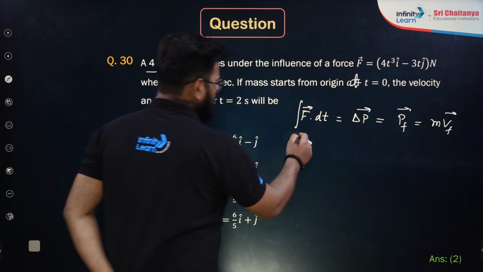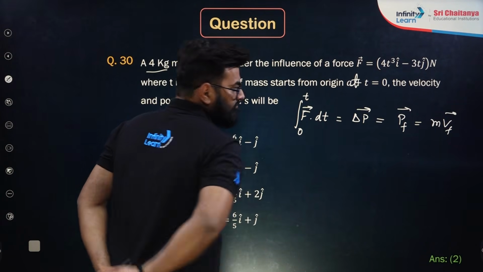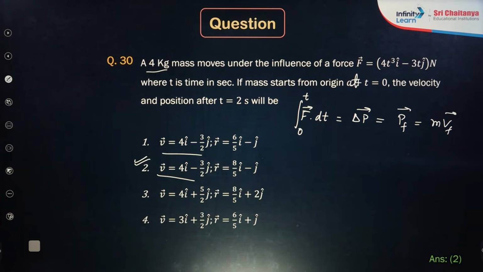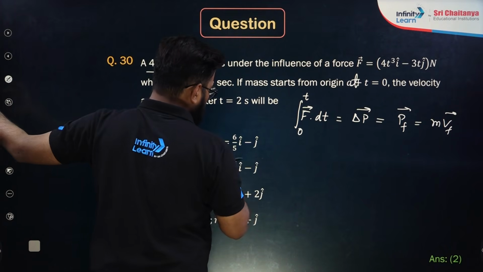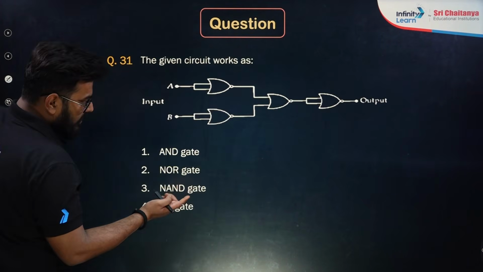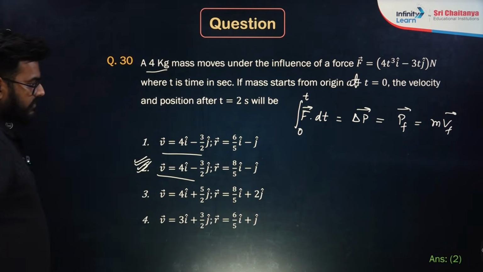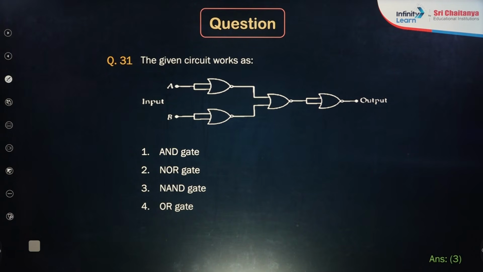First, you can do what? You can just integrate from 0 to t. Okay, you can integrate from 0 to t, you will get the relationship of velocity as a function of time. And then further, velocity is dr/dt, so you can get the value of r also. Option number 2 will be the right answer. Okay. This is a very standard scenario.